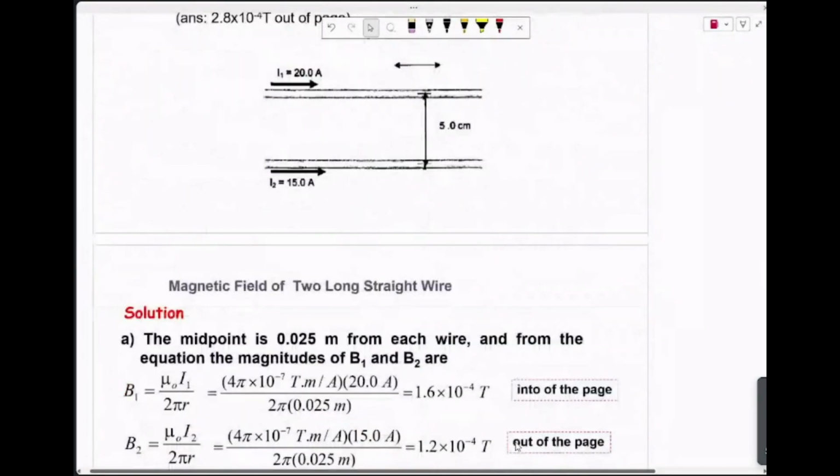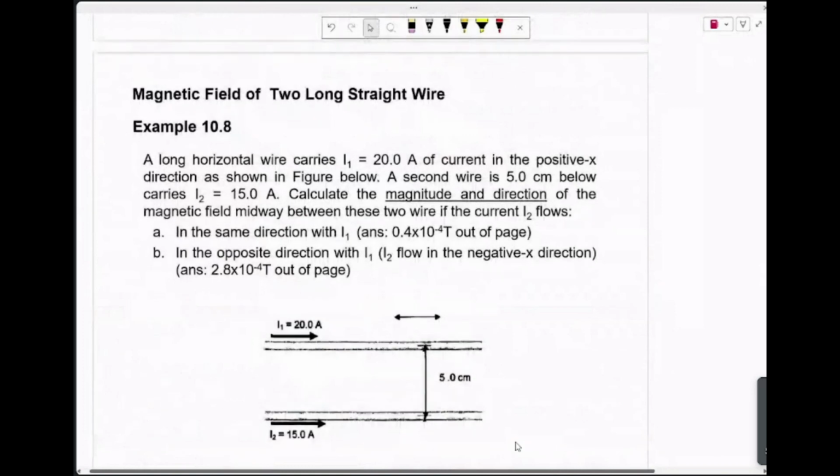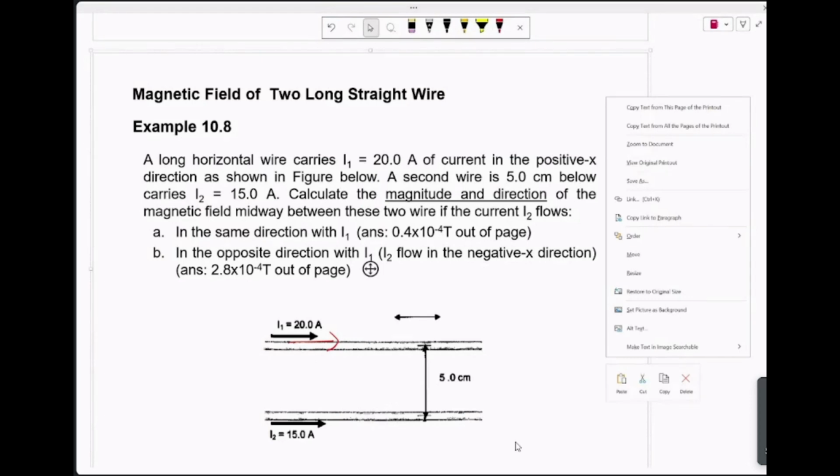Okay, this also has the solution, so I think I can just explain the solution. Okay, a long horizontal wire carries a current I1, which is 20 amp, as given in the figure there. A current in the positive x means that towards the right is positive. It's already indicated, so you need to follow the direction indicated, that towards the right is positive. And in the figure below, a second wire is 5 centimeters away. So the separation between the two wires is 5 centimeters.